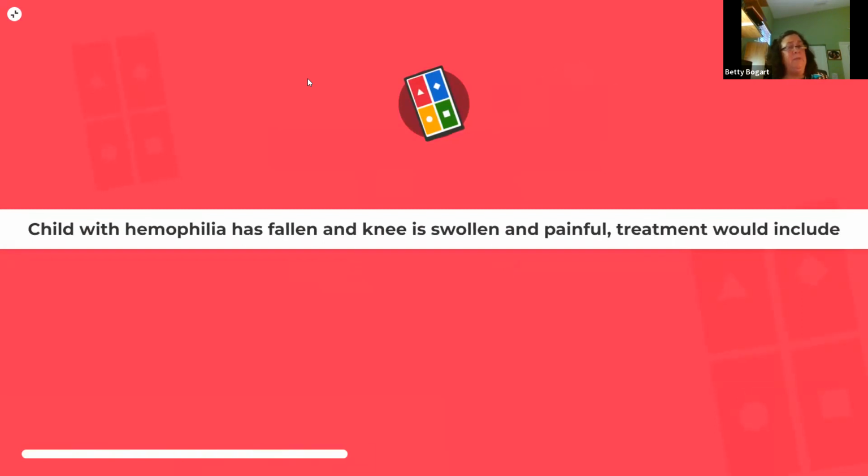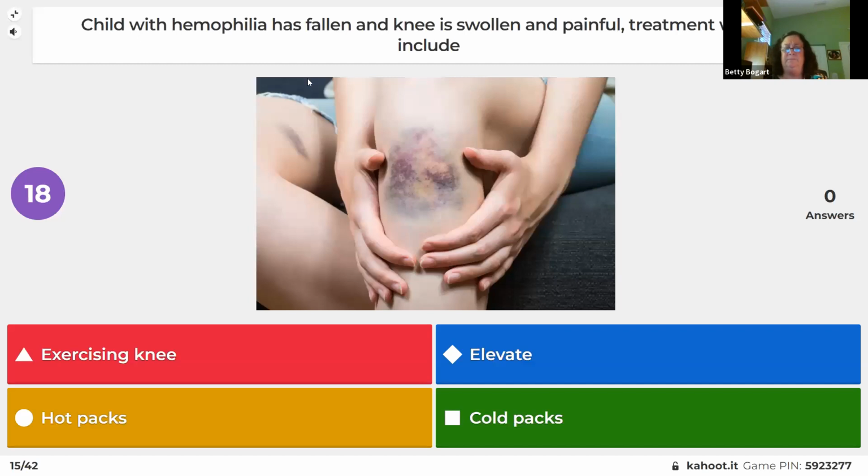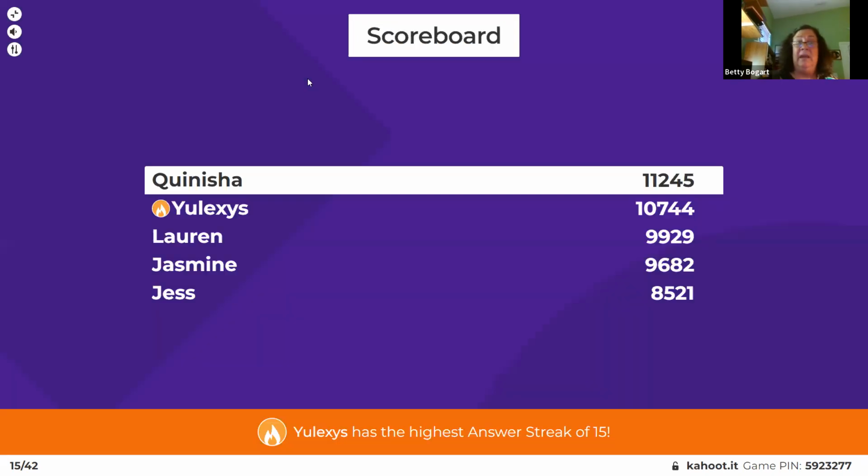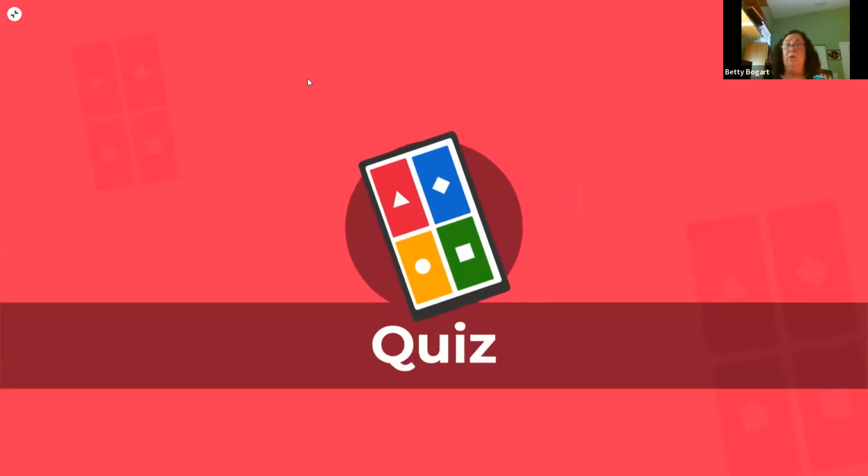Multi-select. A child with hemophilia has fallen, the knee swollen and painful. Treatment would include what? I mean, if you think of this, hemophiliacs tend to bleed. How do you stop bleeding? Well, you're going to elevate it and you're going to put cold packs. It constricts it, right? It's going to be part of that RICE. You're going to rest, ice, contain, and elevate. Very good. Never hot. We don't want to make it bleed more.